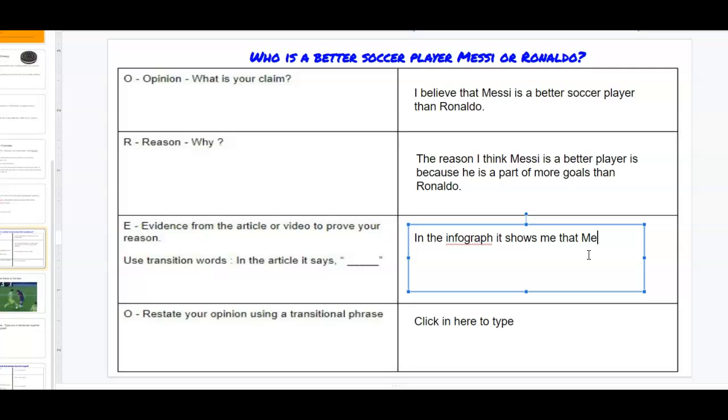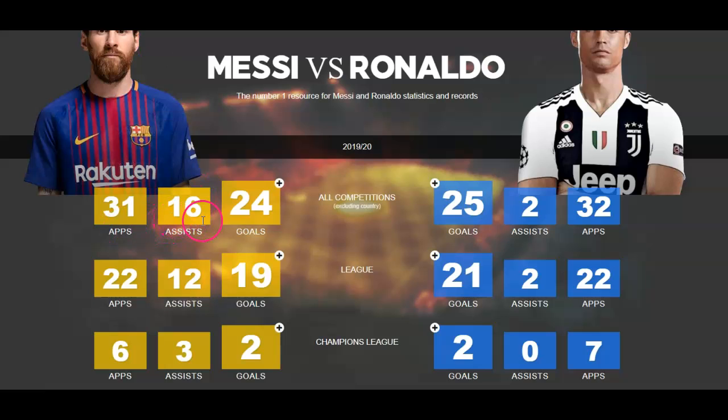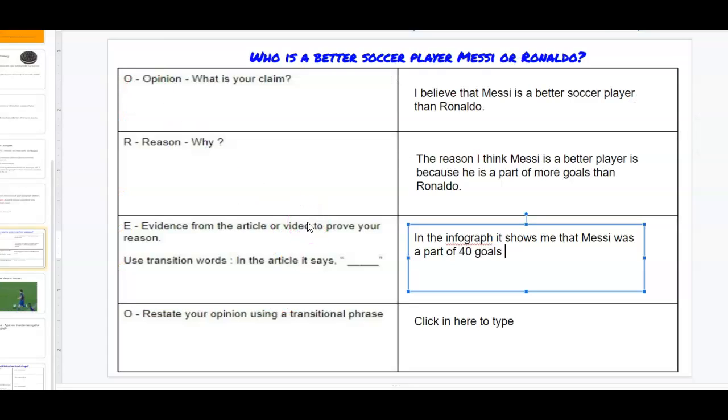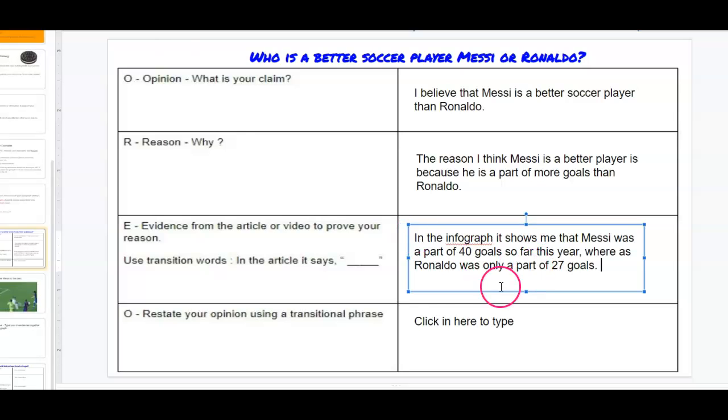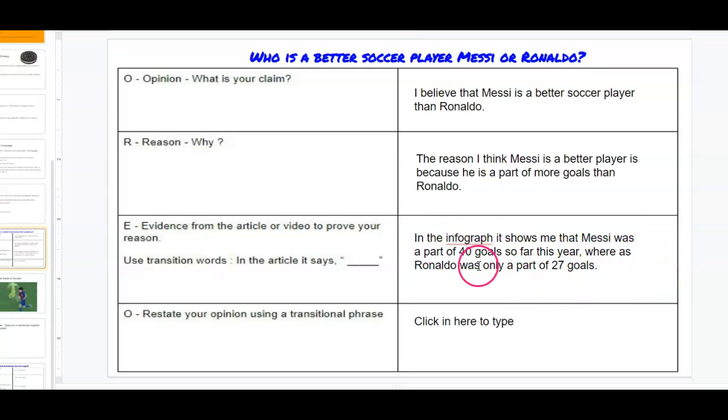But it shows me that Messi was a part of, and let me add them all up, 16 plus 24, that's 40 goals, right? A part of 40 goals so far this year, whereas Ronaldo was only a part of 27 goals, right? 25 plus 2. So I'm giving you my evidence. This is the data to prove my argument. So in the infograph it shows me that Messi was a part of 40 goals so far this year, whereas Ronaldo was only a part of 27.